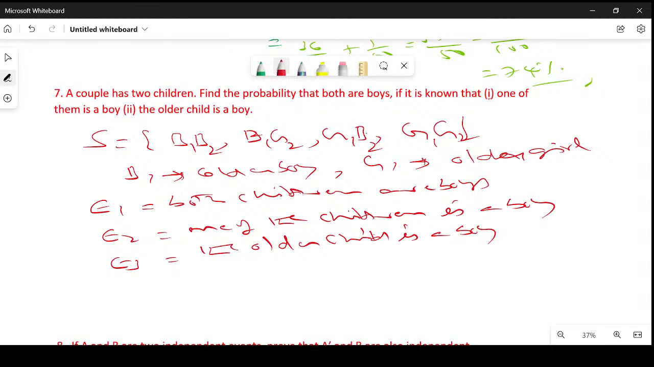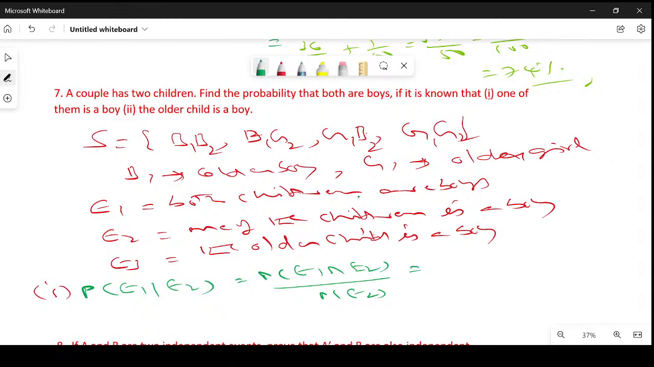Now you can see the first one. What is the first case they are asking here? Definitely they are asking one of them is a boy. One of them is a boy means what should I find here? The probability of E1 given E2. So you should find the probability of E1 by E2, because one of the children is a boy. P of E1 given E2 is P of E1 intersection E2 by P of E2.